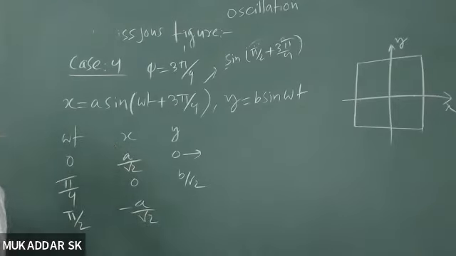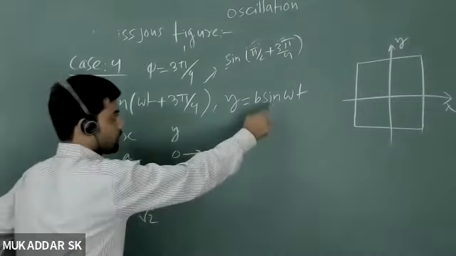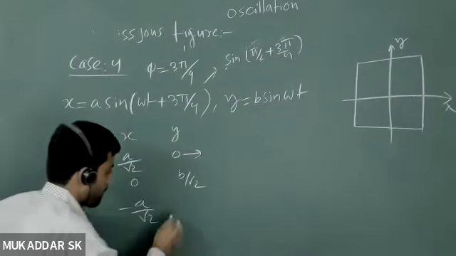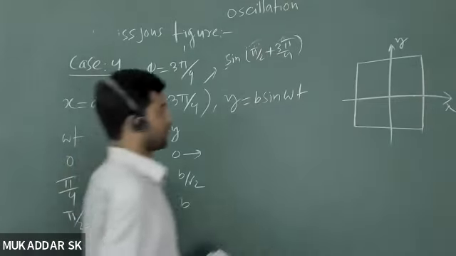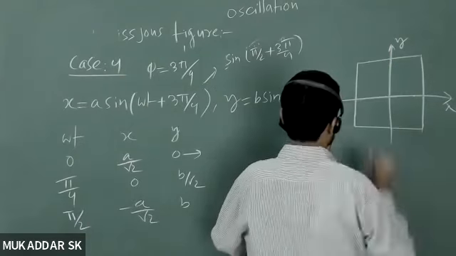And what about y? Because you have taken omega t equals pi by 2, if you substitute it, sin pi by 2 is 1, so y will be simply B. So this point will be somewhere at minus A by root 2, B. It will be somewhere here.